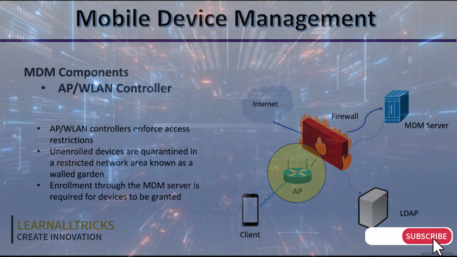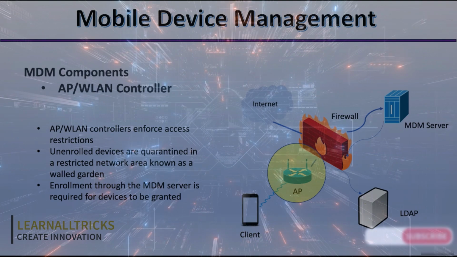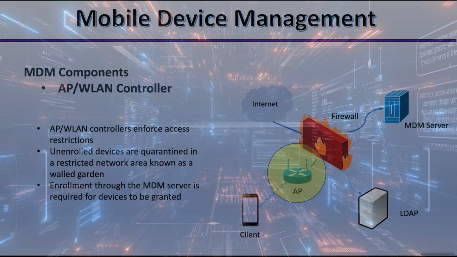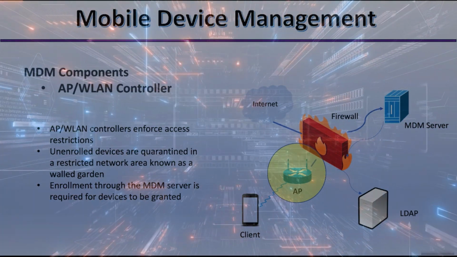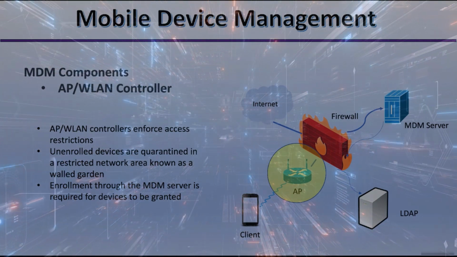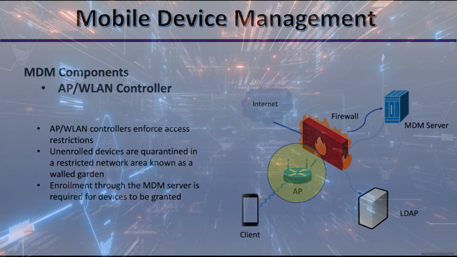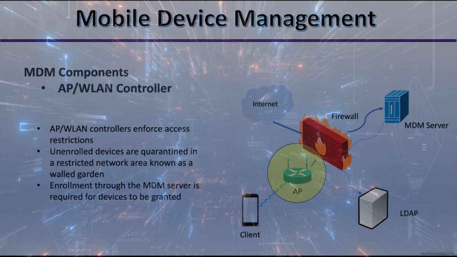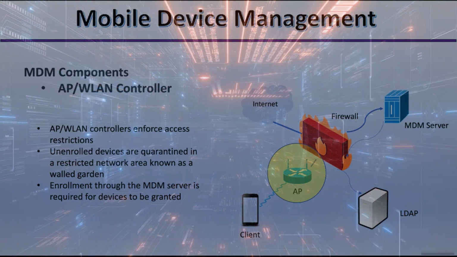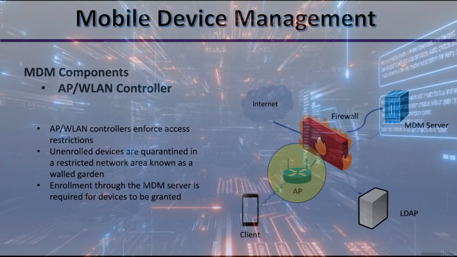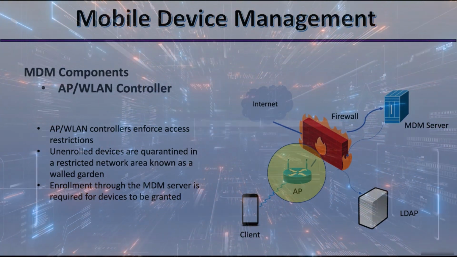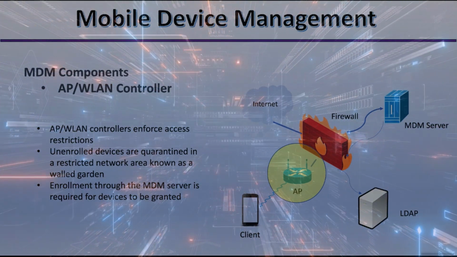And in the absence of enrollment through an MDM server, the AP or wireless LAN controller takes measures to contain the devices within a confined area of the network. And this is commonly referred to as a walled garden. And this restricted environment isolates the unenrolled devices and limits their access to specific resources.